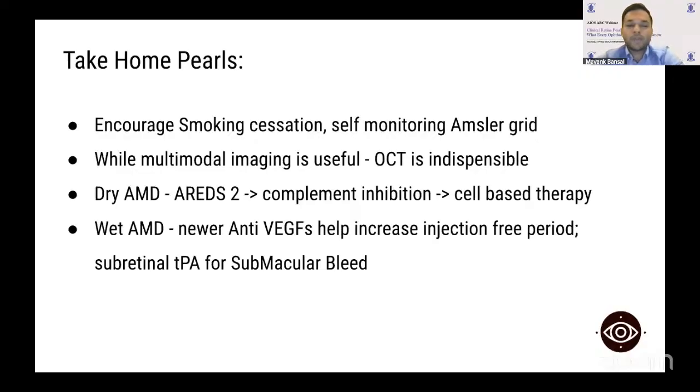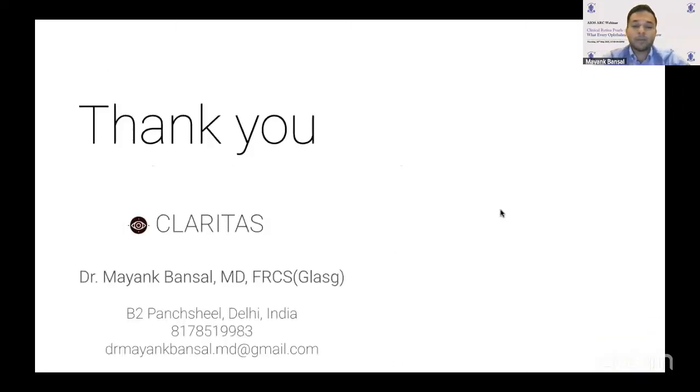So to conclude everything, take-home pearls: encourage smoking cessation in patients, and self-monitoring through Amsler Grid. While multimodal imaging is useful, OCT remains indispensable for diagnosis of all of these patients and for follow-up visits. In dry AMD, the treatment mainstay remains AREDS2 formulation, while there is an increasing role that we're seeing of complement inhibition as well as cell-based therapy. In wet AMD, there are newer anti-VEGFs which help increase the injection-free period, with now more and more evidence towards the role of subretinal TPA for submacular bleeding. Thank you.